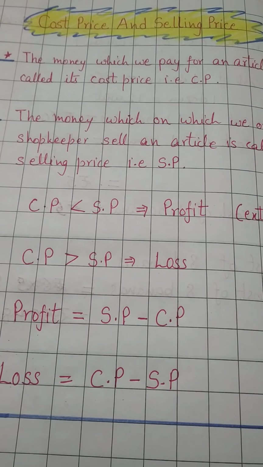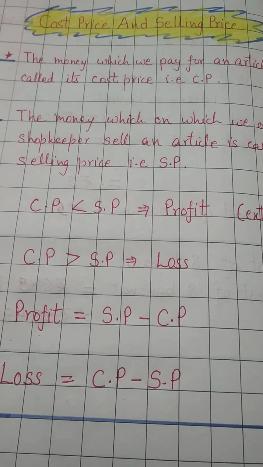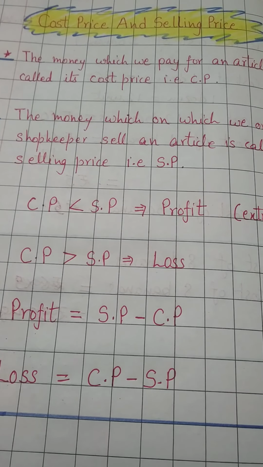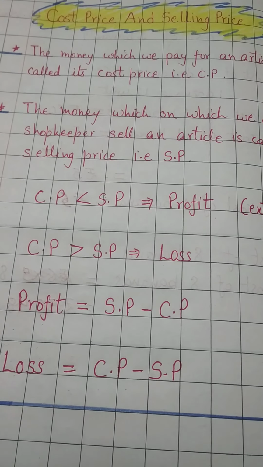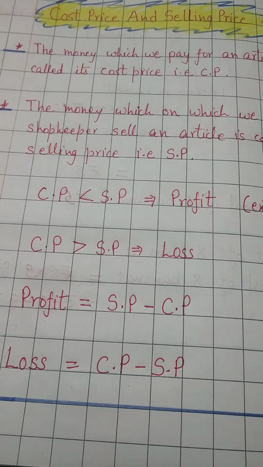So cost price and selling price. Whenever we hear cost price and selling price, money comes to our mind, right? So what is cost price? Cost price, the money which we pay for an article, is called its cost price, right? So whatever we buy and whatever money we give to the shopkeeper, it is cost price, or sometimes the money which the shopkeeper gave to the wholesaler, that is also called cost price, at which the shopkeeper buys the article.